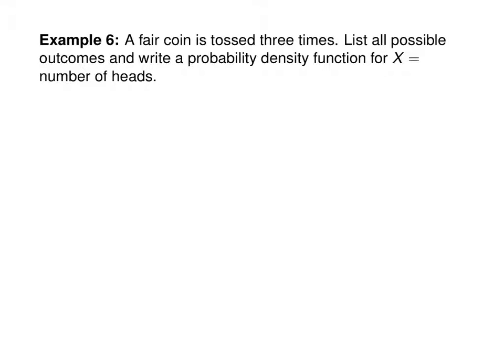Okay, so far I've given you the PDFs. Let's actually find one where we have to make one ourselves. So we toss a fair coin 3 times. I want you to list all possible outcomes and write a PDF for X equal to the number of heads that you have in those 3 tosses.